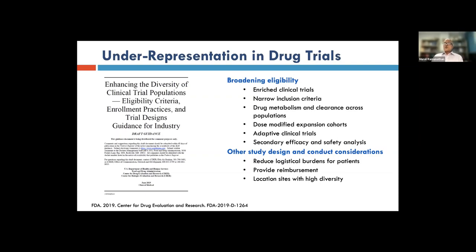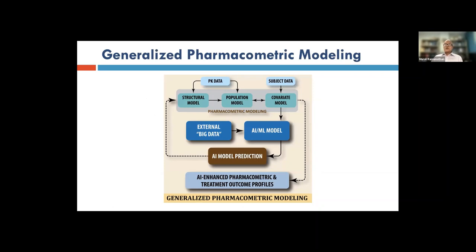What we are trying to do is, in the interim, build bridges between existing diverse data sets and pharmacometric data. So that is what we are going to try and do. And here's the overarching view of our approach that we call generalized pharmacometric modeling and how AI fits into this. And so what I want to do is to, everybody see my cursor?